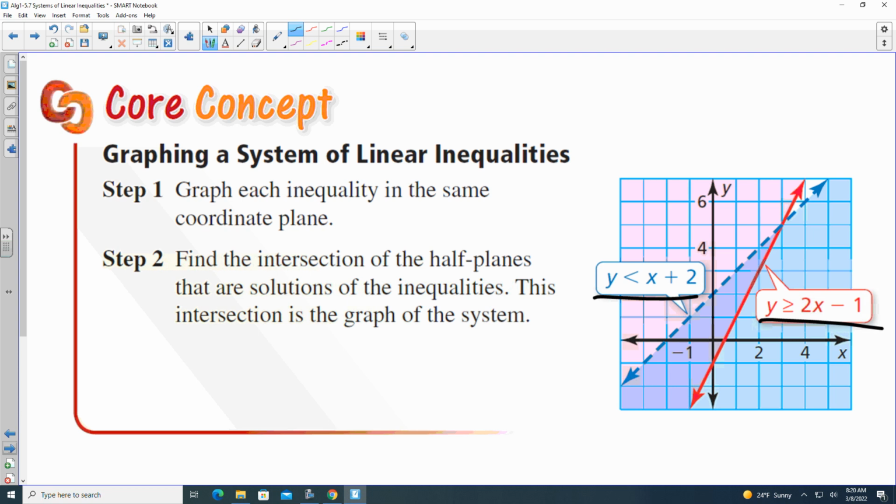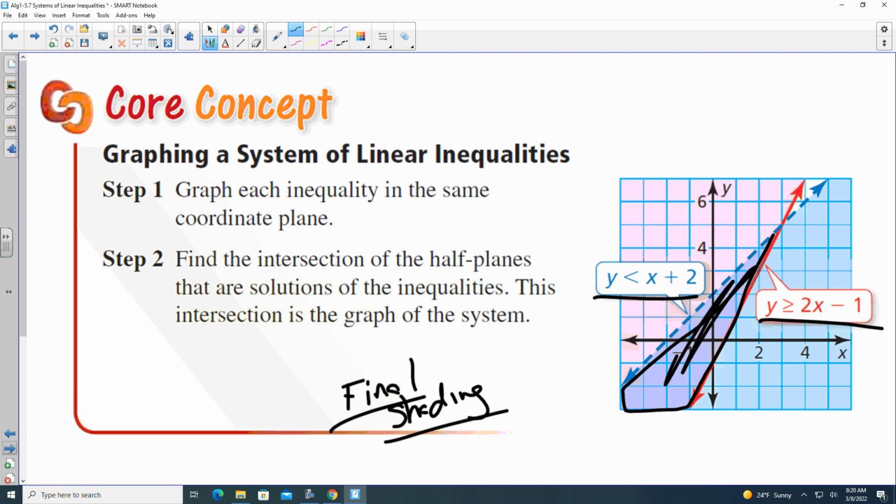Now, the thing that we have to keep in mind is there is going to be what I call a final shading. And this is the most important one. The most important shading that we're looking at is the one that shades both the blue and the red. The purple one is what we're really looking for, because that final shading is all of the points that would satisfy both of those inequalities. Those points are what are going to satisfy that particular system.